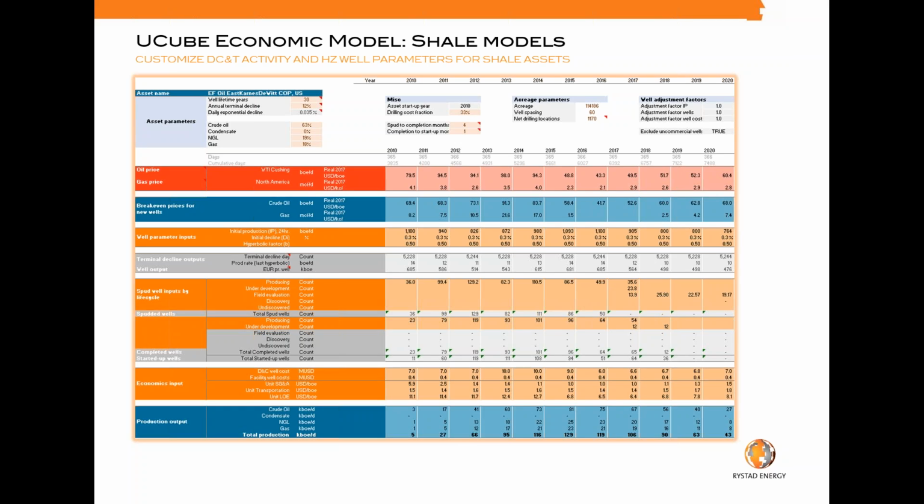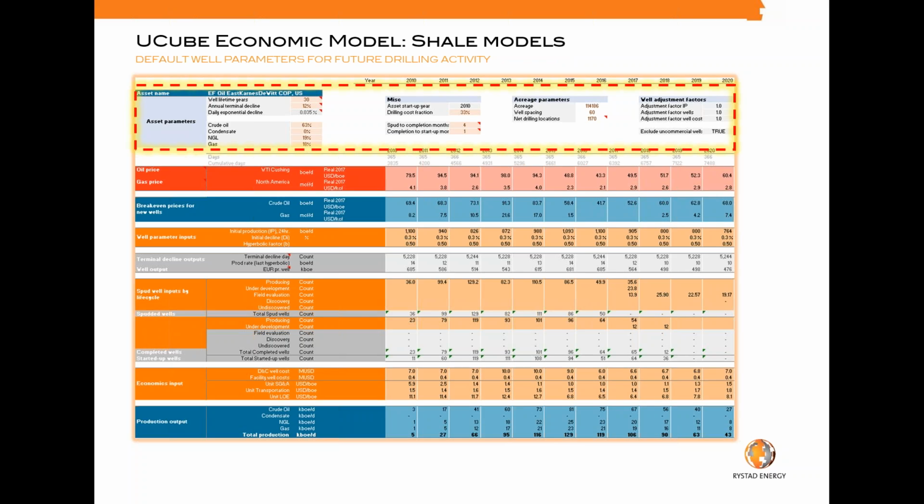So this is your default view under the Shale Models tab, and I will go over some of the ways you can manipulate this data in a little bit more detail. So at the very top, you see various asset level parameters. On the left, you'll see the hydrocarbon split, which you can tweak, and that will change your future production modeling in terms of the hydrocarbon share.